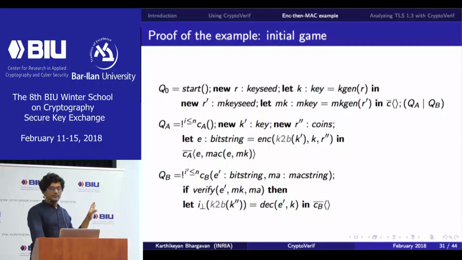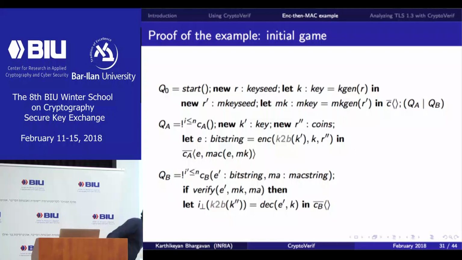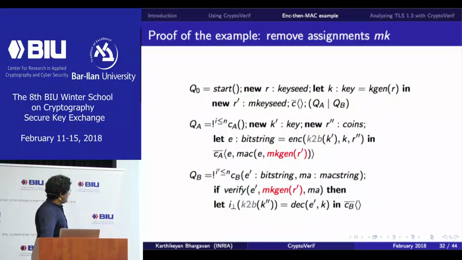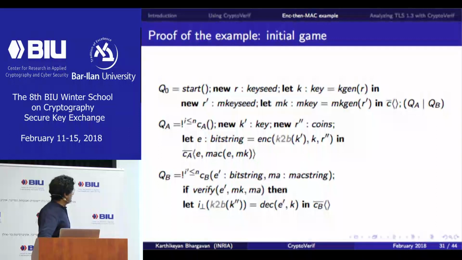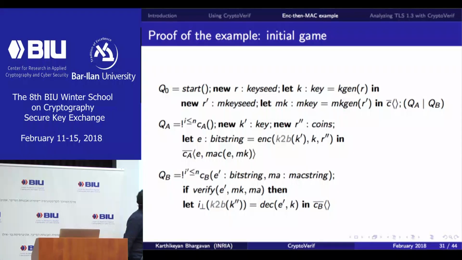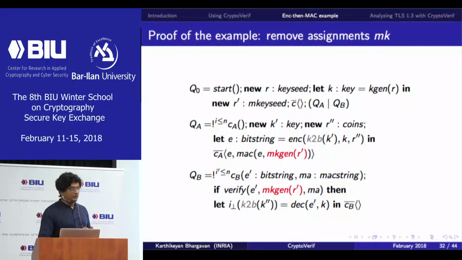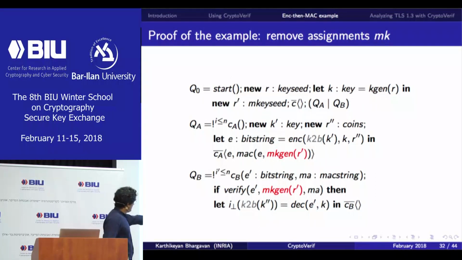So let's do an example proof of the encrypt-and-MAC game that we had, which is this one, our initial protocol, and we want to prove that K double prime, which B has received here, is secret. The first thing that CryptoVerif will do is take the MAC key MK up there, which is on top, and inline the definition of the MAC key everywhere, so that the MAC and the verify are the only places where the MAC key is being used.